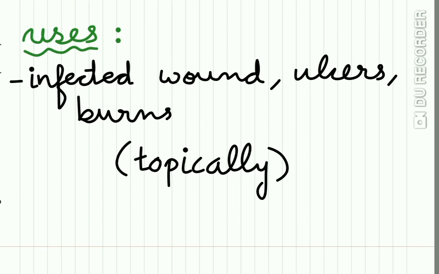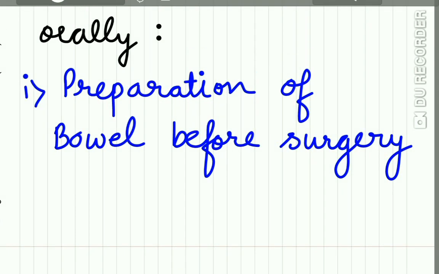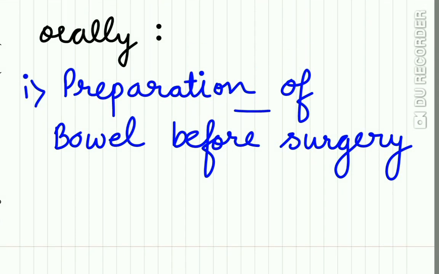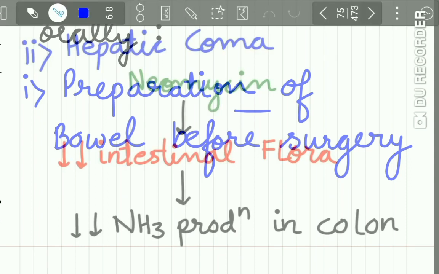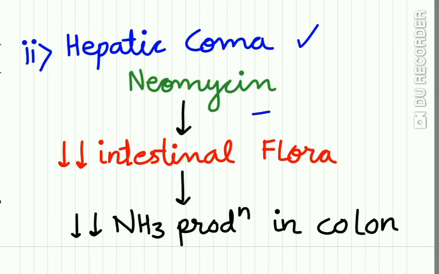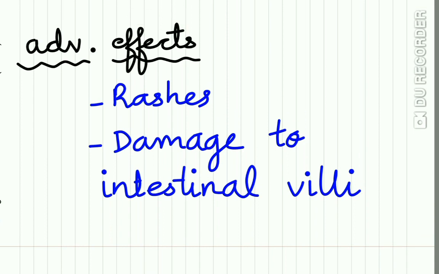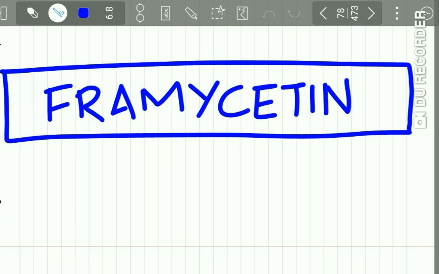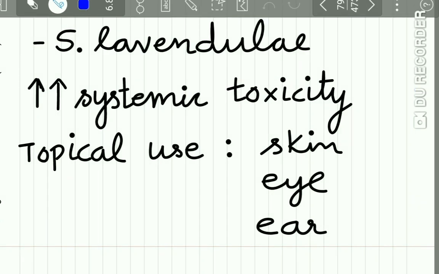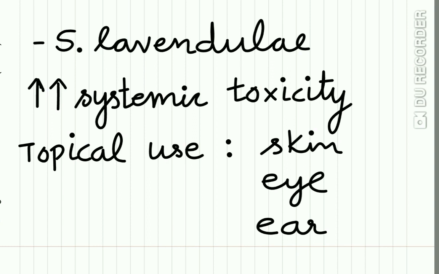Uses are in infected wounds, ulcers and burns, where it can be used topically, and orally it can be used for preparation of bowel before surgery. And in hepatic coma, neomycin reduces the intestinal flora and reduces the NH3 production in the colon. Adverse effects of neomycin are rashes and damage to the intestinal villi. Framycetin, obtained from S. lavandulae, has high systemic toxicity and it is used topically for skin, eye and ear infections.